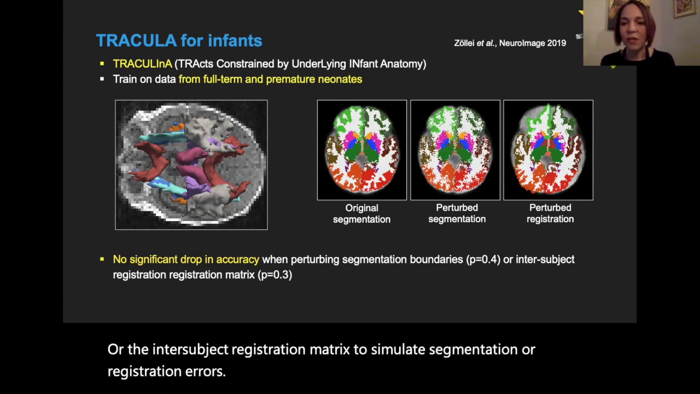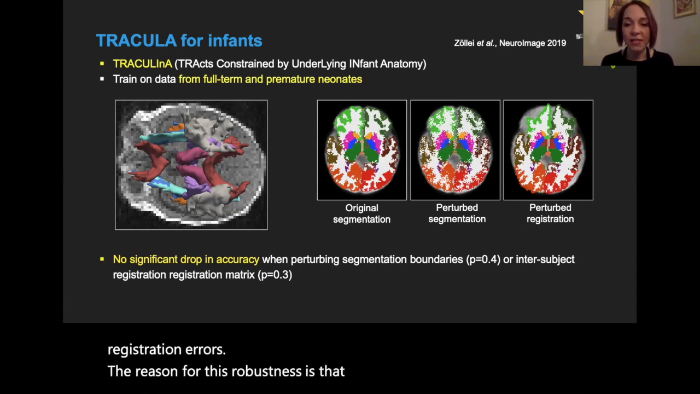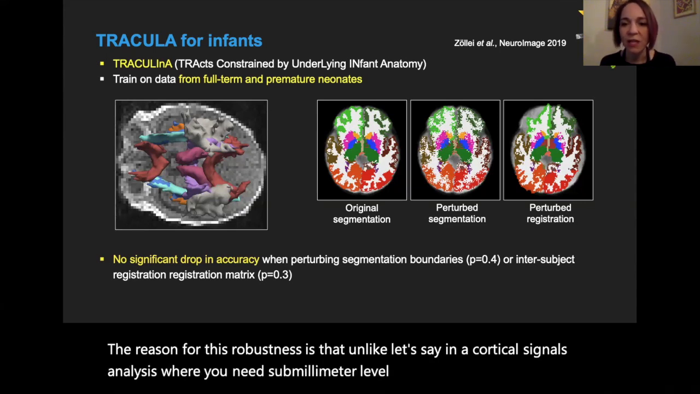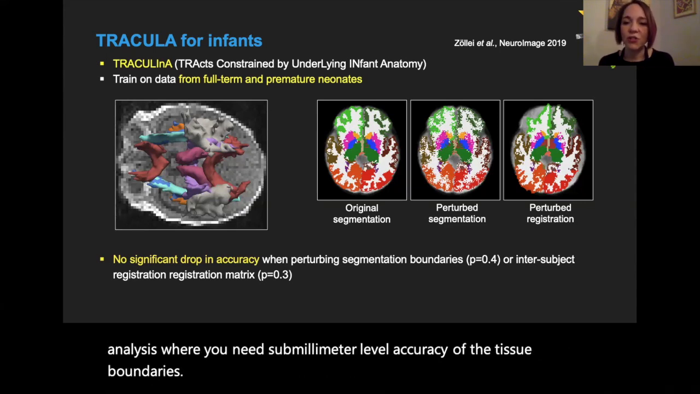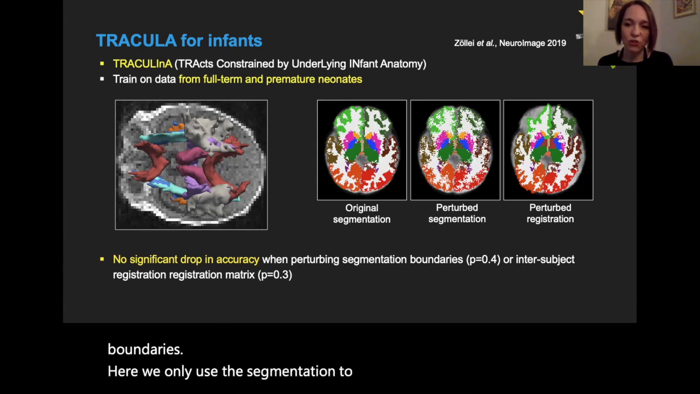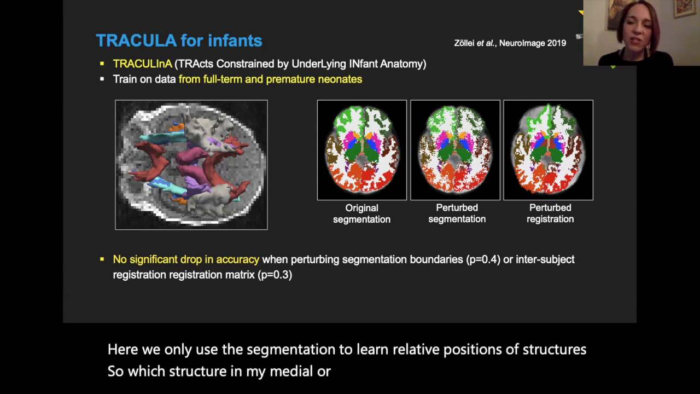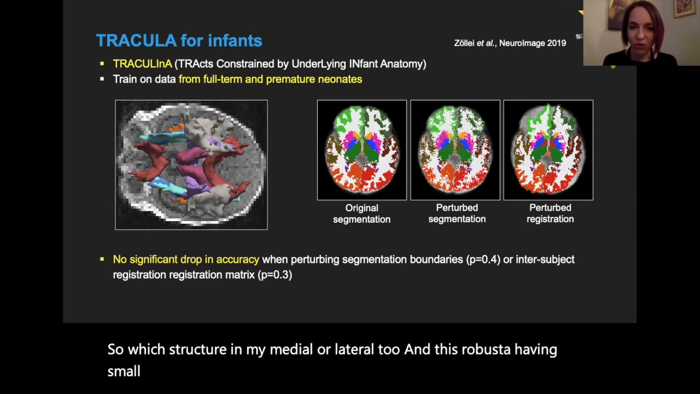The reason for this robustness is that, unlike, let's say, in a cortical thickness analysis where you need sub-millimeter level accuracy of the tissue boundaries, here we only use the segmentation to learn relative positions of structures. So which structure am I medial or lateral to? And this is robust to having small errors in the boundaries of the structure. So we do not need a super accurate segmentation.